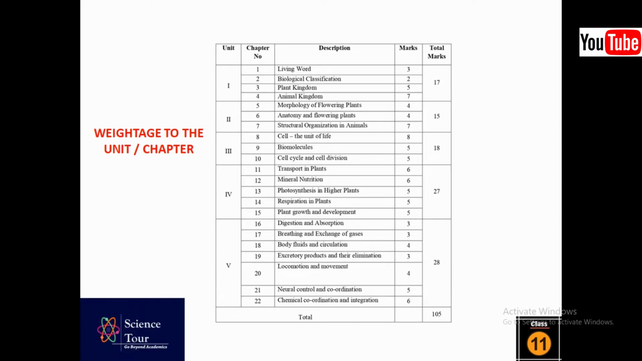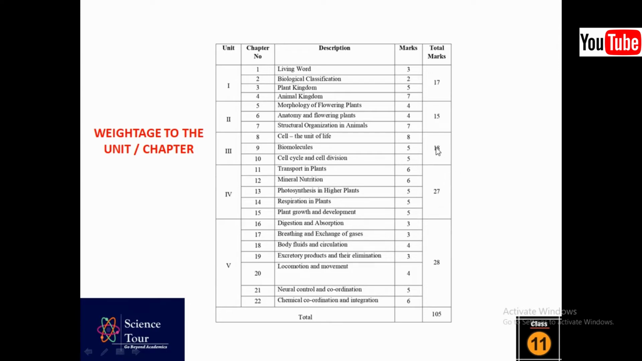Chapter number 7 is of structural organization in animals. See the marks, total 7 marks, more weightage for this particular chapter. One 5 marks question, that is skill based, is sure from this particular chapter. Okay, that is draw well and neat and well labeled diagram, and one 2 marks question may come from this particular chapter. Now coming to the next unit, that is unit 3.